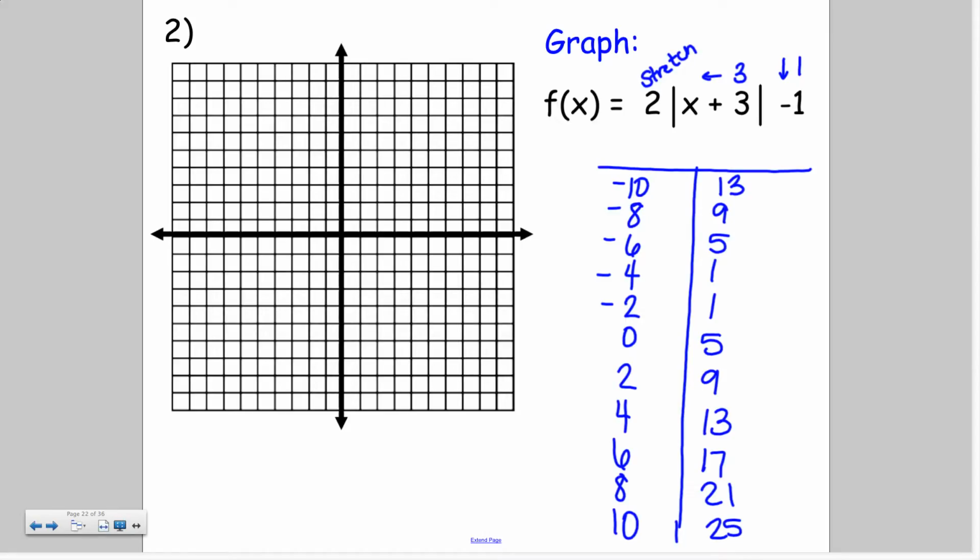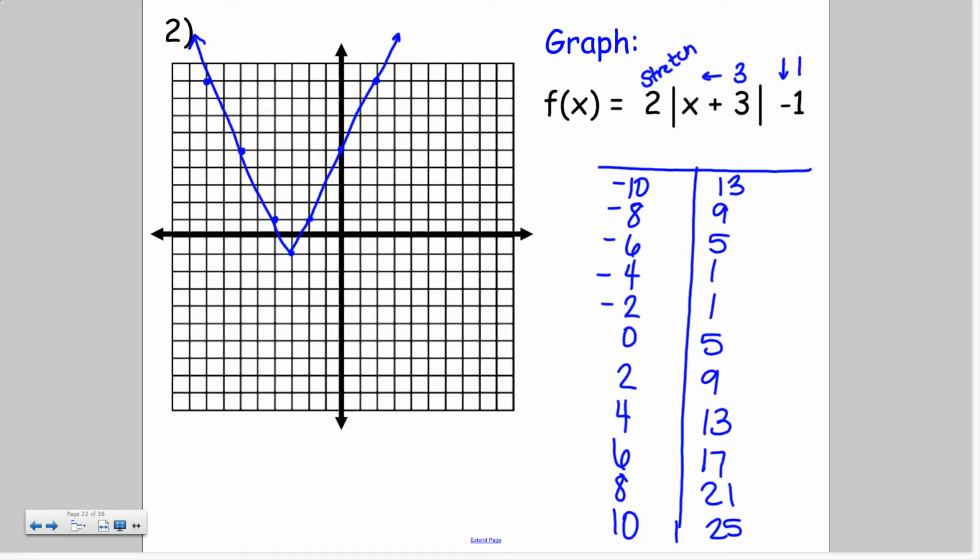All right, I'm going to plot these points. So 9 at negative 8, at negative 6 we have 5. At negative 4, we have 1. At negative 2, we have 1. 0, 5, 2, 9. And remember, I said that if you plugged in that negative 3, you're going to get the negative 1. So this is my graph, actually, for this one.